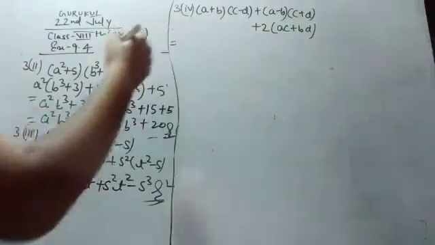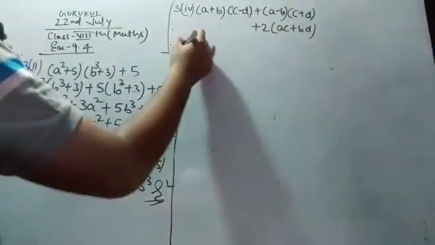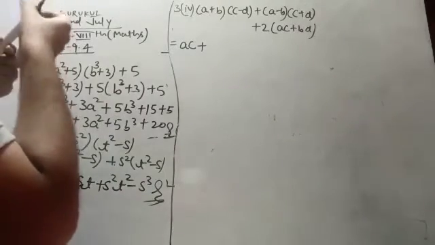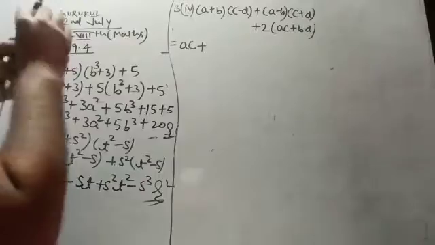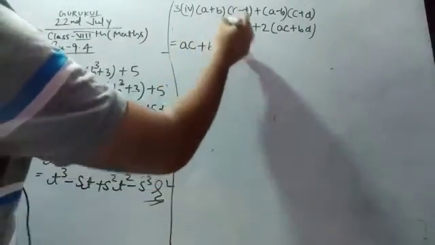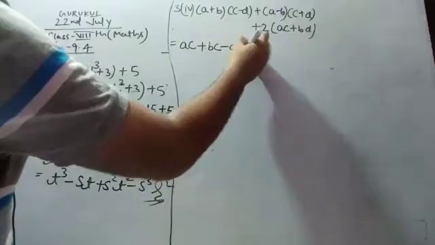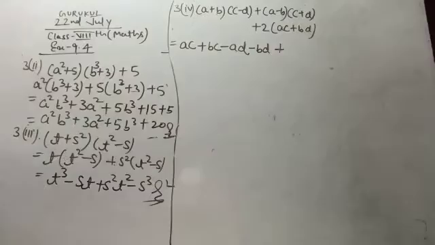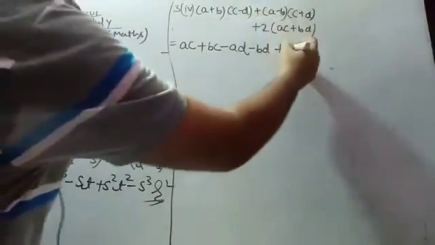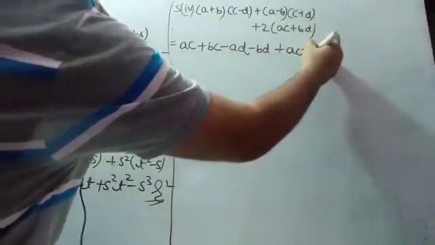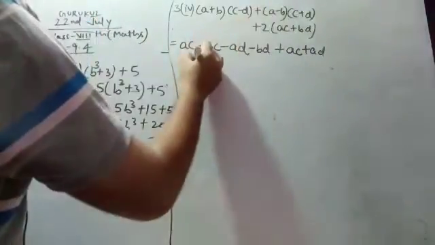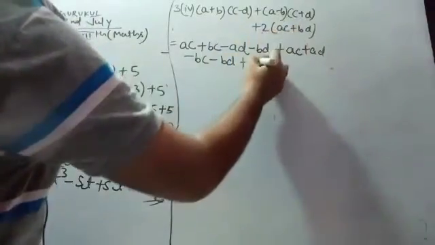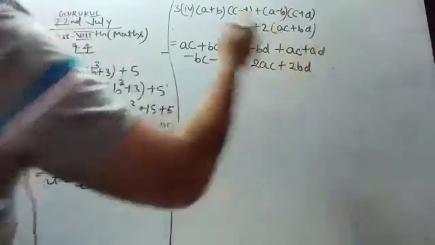Now when we will open this bracket, firstly a will be multiplied to c, so ac, plus then b will be multiplied to c, so this will be bc, then a will be multiplied to minus d, so minus ad, b will be multiplied to minus d, so minus bd. Similarly open this bracket as well, a into c ac, a into d ad, minus b into c minus bc, minus b into d minus bd. Open this bracket as well, 2 into ac 2ac, 2 into bd 2bd.